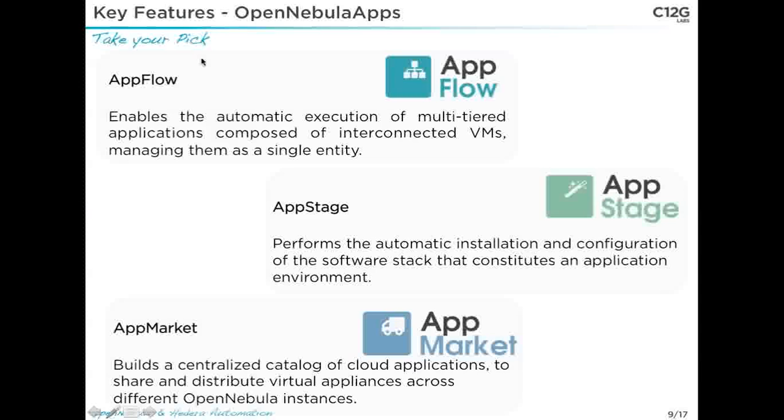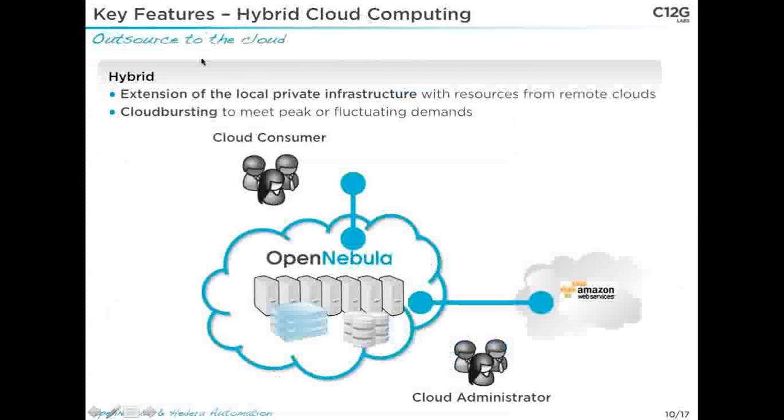So at the moment, we currently have three OpenNebula apps. One is the App Flow, which basically helps you manage a service as a set of interconnected virtual machines as a single entity. The App Stage, which lets you perform automatic installation and configuration of a software stack through integration with Chef recipes. And also the App Market, which helps you to build a centralized catalog of cloud applications to share and distribute across different OpenNebula instances.